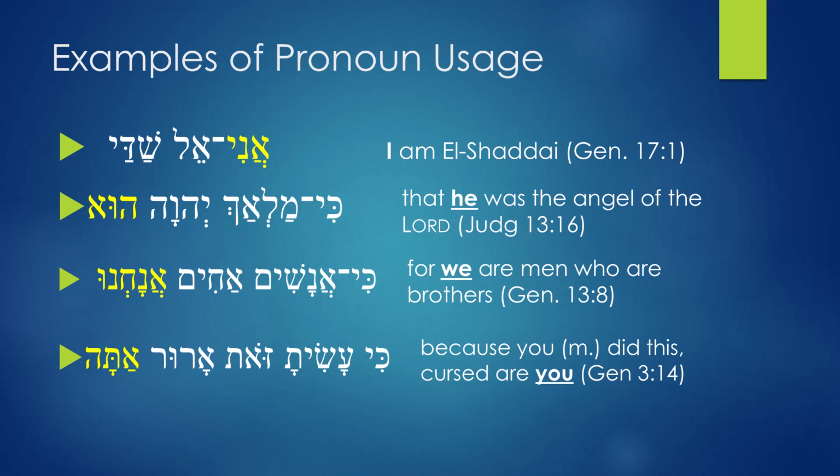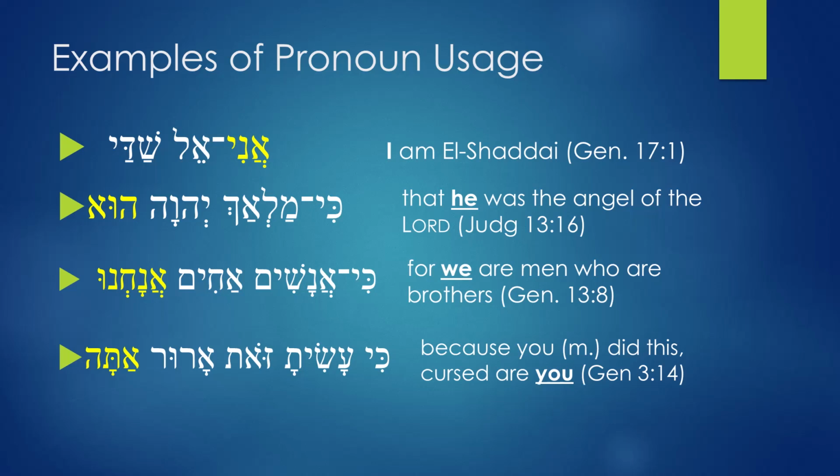Next phrase is Genesis 3 verse 14. Ki asita zot aru ata. Zot means this. You remember the demonstrative pronoun? This. Zot, this. So whatever we looked at in the past is now going to be used.